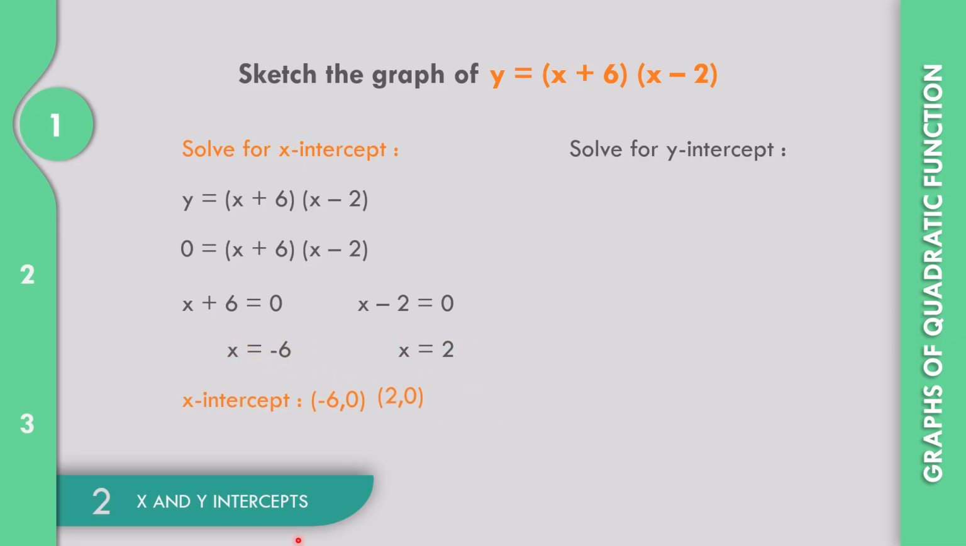So it means the x-intercepts are negative 6 and then the value of y is 0. The value of x is 2 and then 0. So the x-intercepts are negative 6, 0 and 2, 0.